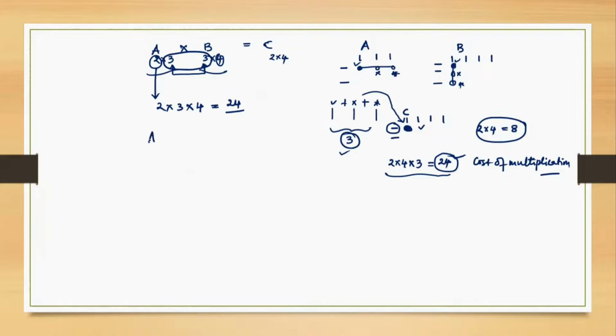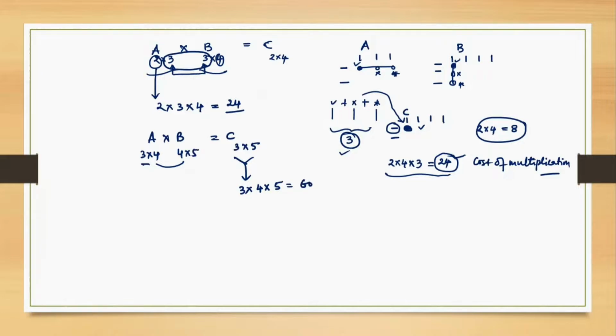Similarly, if we have two matrices A and B with the dimensions 3 cross 4 and 4 cross 5, we can easily calculate the cost of multiplication of C, which has the dimension 3 cross 5. The cost of multiplication will be 3 into the common one, that is 4, then the last one, that is 5. So it is 3 into 4, 12, into 5, which is 60.